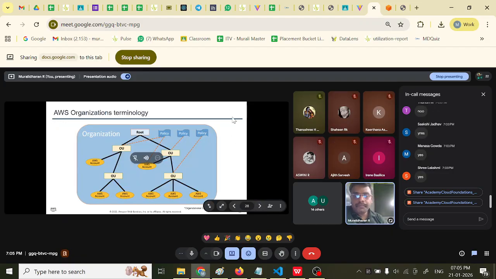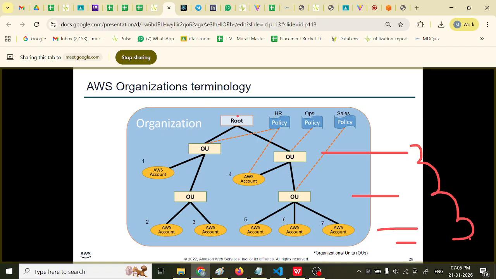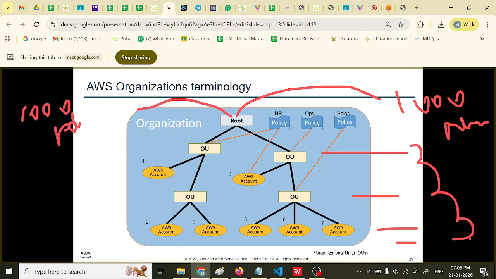Now see here, you guys have to understand. Each organization will have a root user account, that is your CEO, and we attach policies. Let us take this HR policy of sales. Each root account will have up to five organizational levels. That is, up to five levels it can go. And the root account user can create 1,000 member accounts, and 1,000 policies they can create.